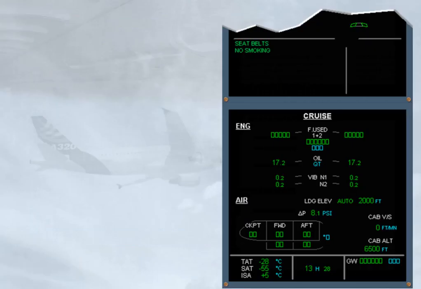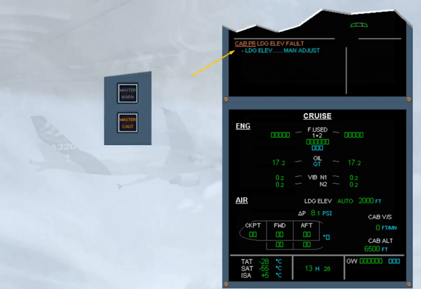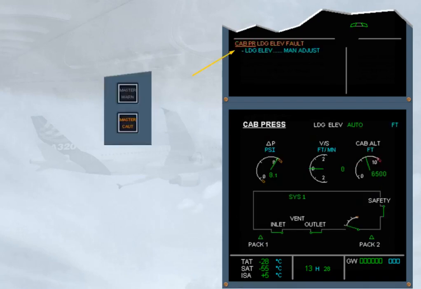Let's now review some failure cases. The caution cabin pressure landing elevation fault is telling you that the pressurization system has, for some reason, lost the landing elevation data normally supplied by the FMGS. Notice that, depending on the version, the landing elevation details on the system page are blanked, or are replaced by amber crosses, or by 0.